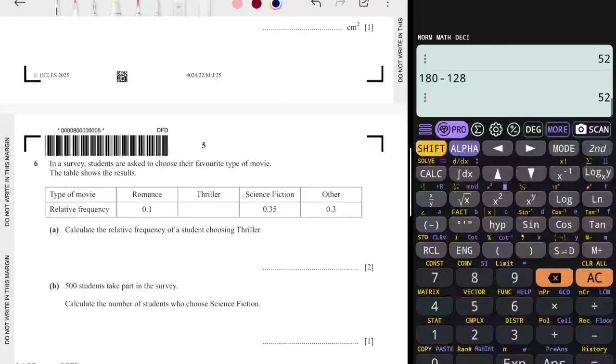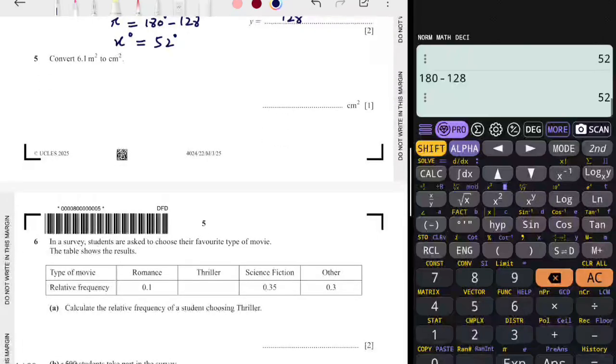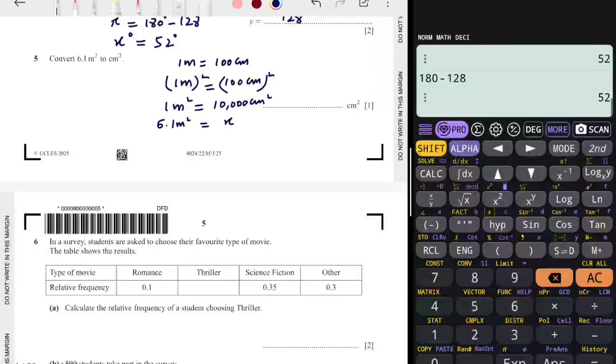Convert 6.1 meter square to centimeter square. We know that 1 meter is equal to 100 centimeters. So squaring on both sides, 1 meter square is equal to 10,000 centimeter square. Now 6.1 meter square would be how many centimeters square?